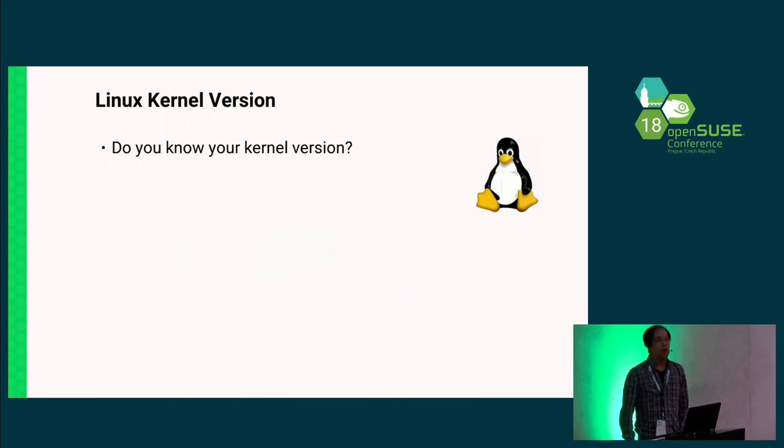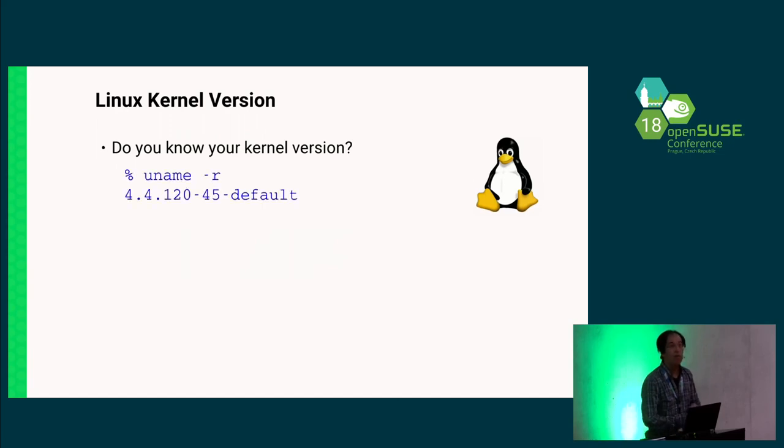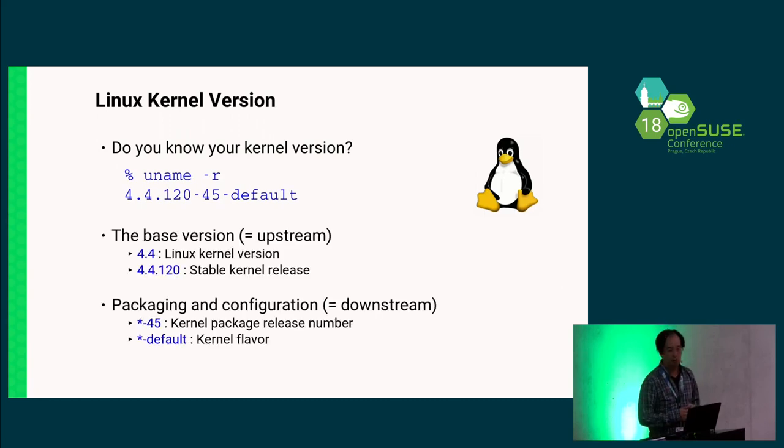And the Linux kernel version. I think all of you are running a Linux desktop, and you know which kernel you are running on your laptop. Usually it's just the uname -r command. It shows the kernel version like this: 4.4.120-45-default. And what does this string mean? Well, first, 4.4 is the Linux kernel version, and 4.4.120 is a stable kernel. This part belongs to upstream, and the rest is what we do, for example, the package release number and the kernel flavor. So what each of them means, that's what we'll see.